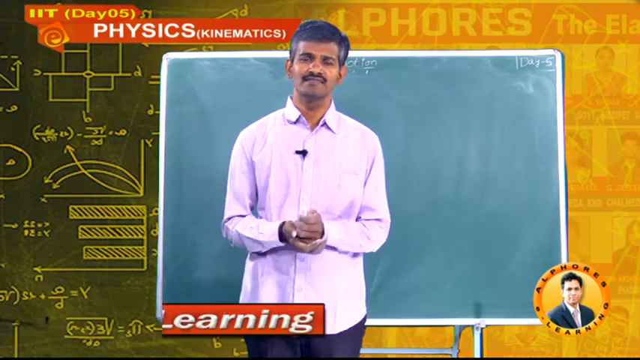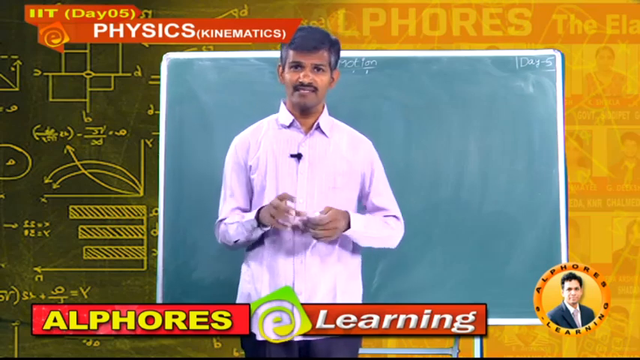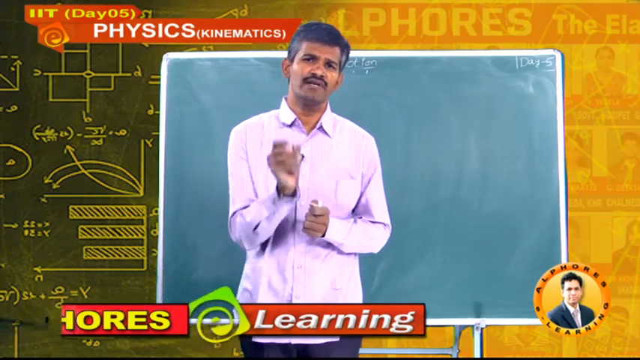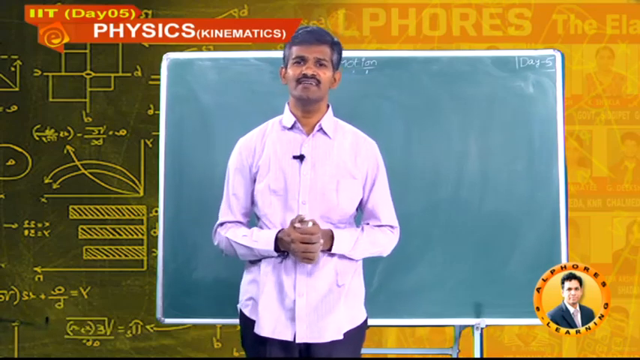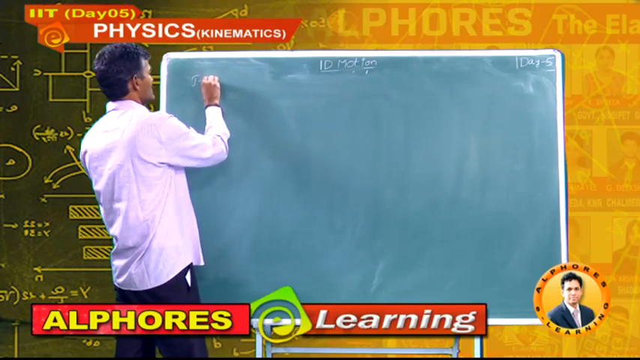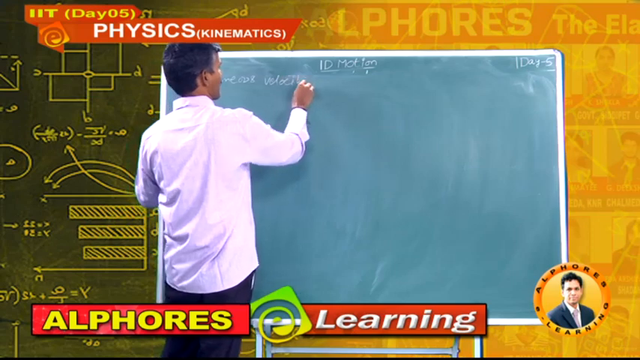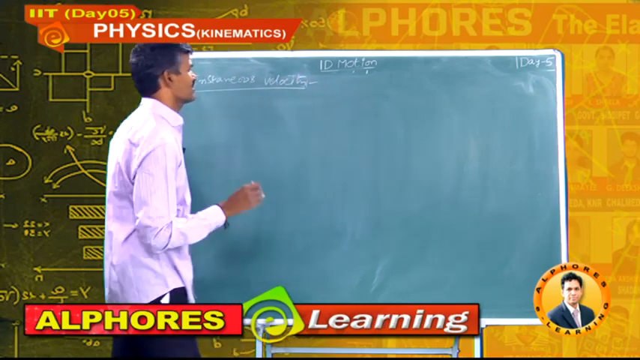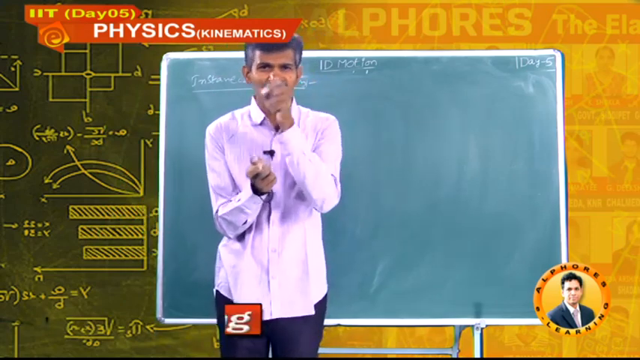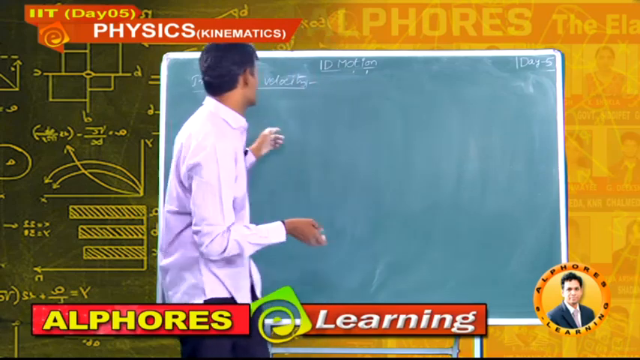Students, our next topic is instantaneous velocity. What is instantaneous velocity? Velocity of the body at a particular instant is known as the instantaneous velocity of the body. Our next definition is instantaneous velocity. Instantaneous velocity means the velocity of the body at a particular instant. How to represent an instant? An instant is represented here like this.